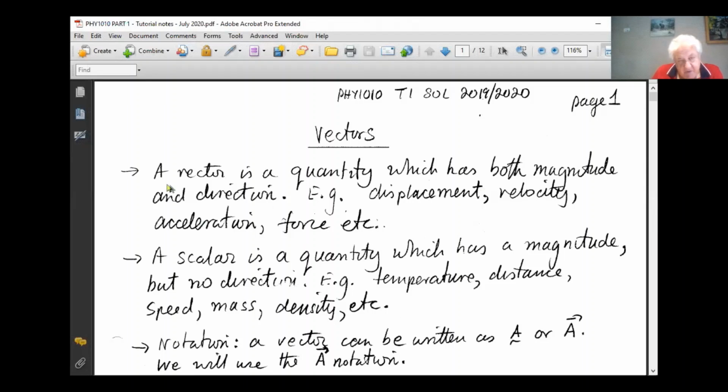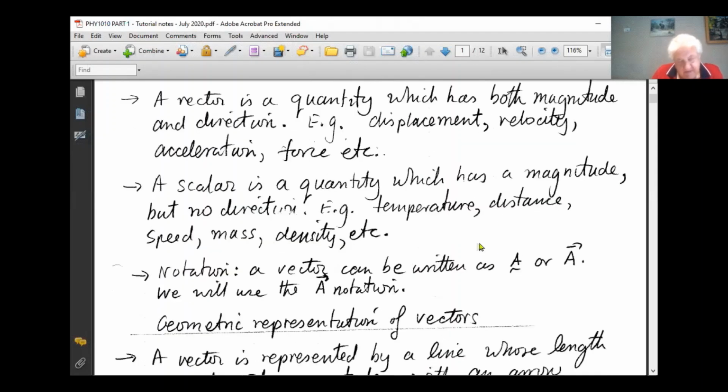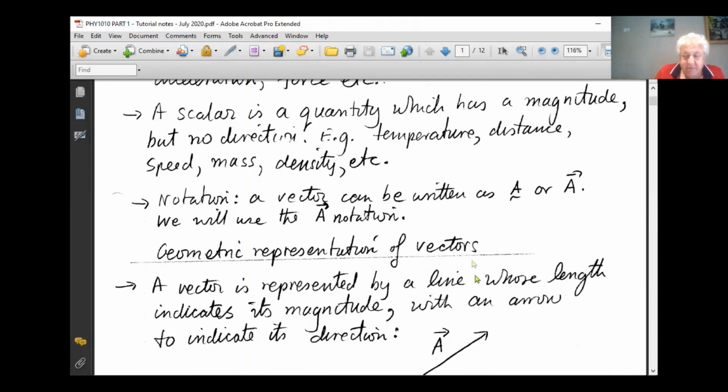So let's start with what you probably all know. A vector is a quantity which has both magnitude and direction. Examples: displacement, velocity, acceleration, force, etc. A scalar is a quantity which has a magnitude but no direction. Examples are temperature, distance, speed, mass, density. Again, there are many other examples that you'll come across in your course in physics.